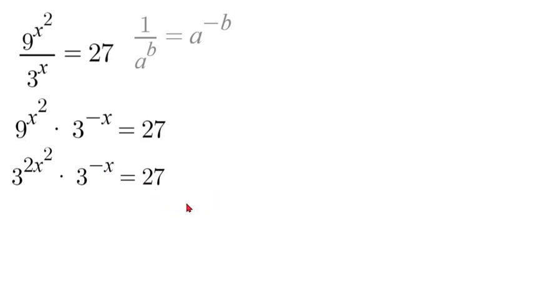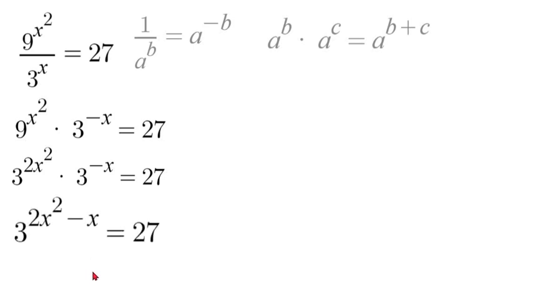Now we're going to apply some exponent addition rules. So if we had a to the power of b times a to the power of c, that would be equal to a to the power of b plus c. So since our bases are equal, 3, we can add our exponents since we are multiplying. So we would have 3 to the power of 2x squared minus x is equal to 27.